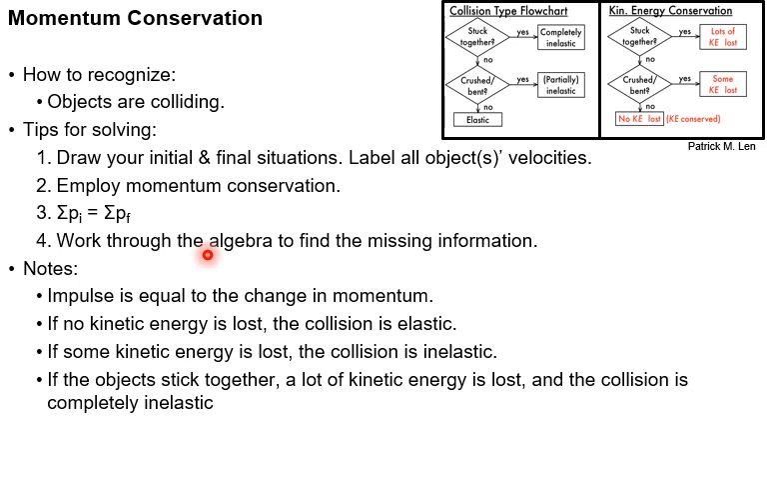Another thing that might be useful is if you're asked to identify if a collision is elastic, inelastic, or completely inelastic, then you can use this type of flowchart. So, if you're told that it's stuck together, boom, it's completely inelastic. If they're not stuck together, then you need to calculate, is any kinetic energy lost? So you can calculate the kinetic energy for the initial situation and the final. If none is lost, then you're talking about an elastic collision. If some kinetic energy is lost, then you're talking about an inelastic collision.